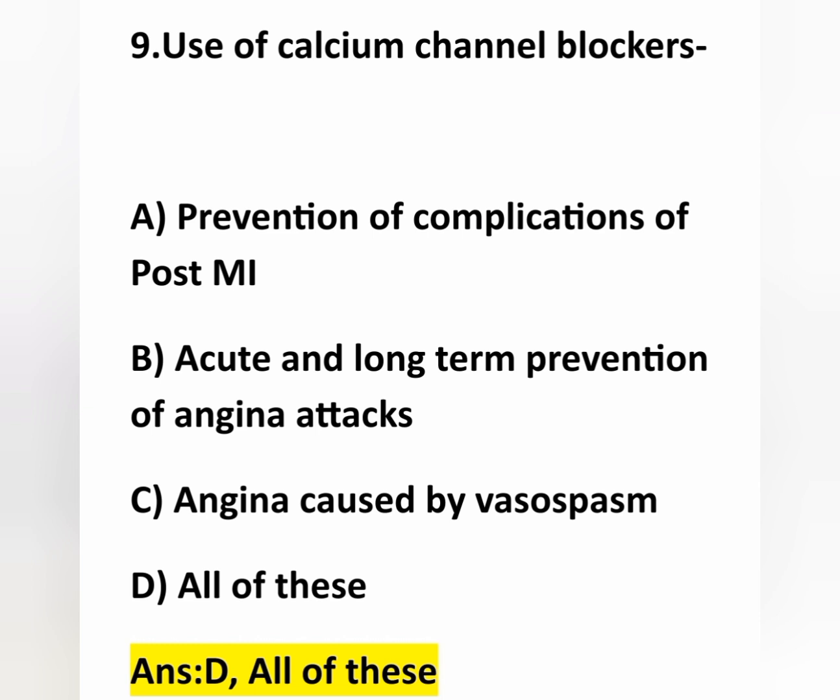These calcium channel blockers are used to prevent the complication of MI, and also they prevent the angina attack, and also they are used to reduce the angina caused by vasospasm. Mainly, calcium channel blockers help to stop calcium from entering into the cells of the heart and arteries, and they are also used to lower the blood pressure. Okay, here all of this is the correct answer.